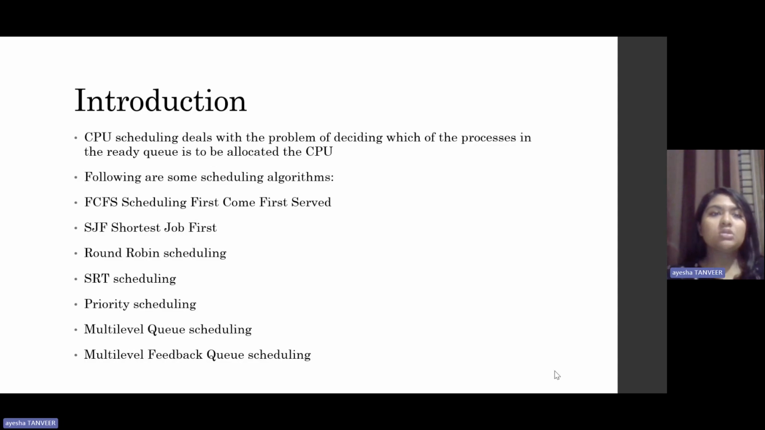Introduction. CPU scheduling deals with the problem of deciding which of the processes in the ready queue is to be allotted to the CPU. The following are some scheduling algorithms: FCFS scheduling, first come first serve; SJF, shortest job first; round robin scheduling; SRT scheduling, priority scheduling, multi-level queue scheduling, multi-level feedback queue scheduling.